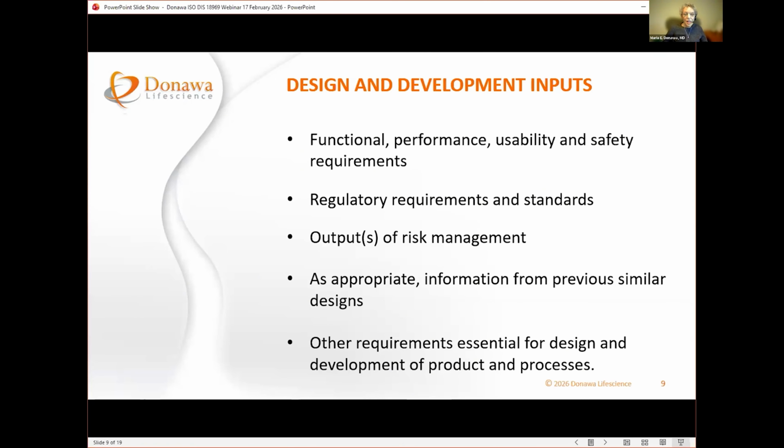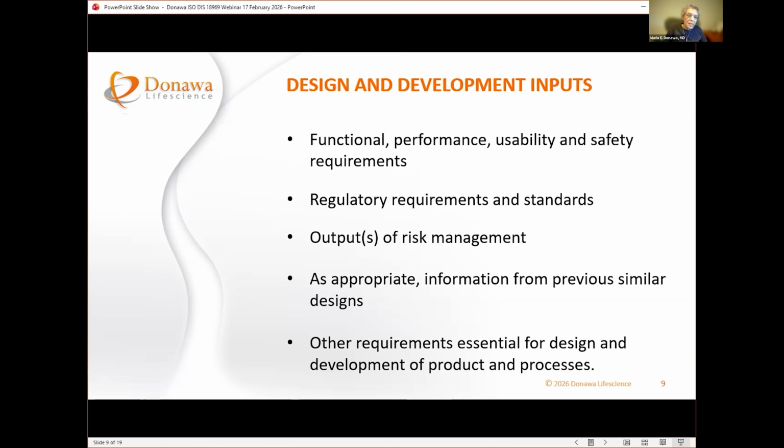Now, this is another element. Risk management, the results, the output of risk management is a design input. What you end up deciding, which are the requirements, or you identify risk and how you reduce risks, and how you introduce risk control measures. All of that, the output of your risk management program becomes a requirement of design and development. It seems counterintuitive, but that's what happens.